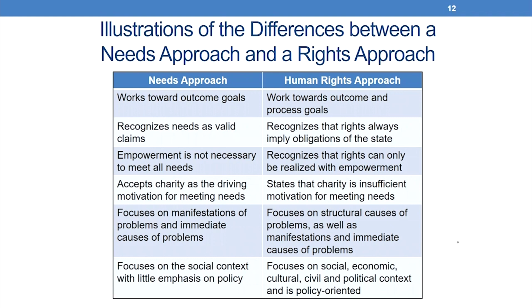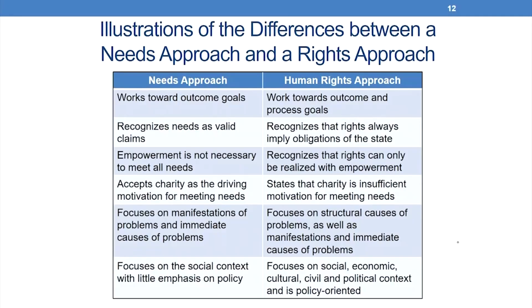Needs approach does not think empowerment is necessary to meet all needs, whereas human rights approach recognizes that rights can only be realized with empowerment. One needs to be empowered. So, to give you an example, when we are looking at the right to employment, or right to food, for example, in India we have the National Rural Employment Guarantee Program.